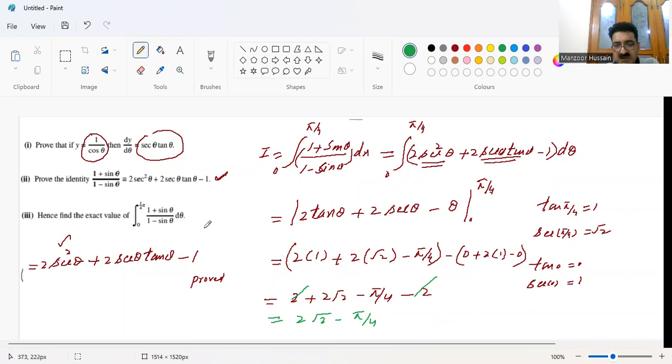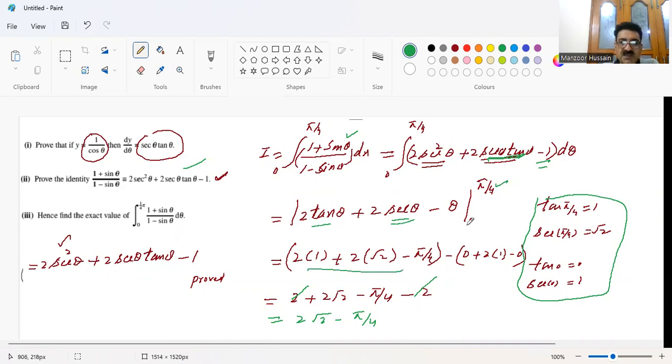Once again, I'm repeating all the steps. First of all, we have to use the second part to do this, and the integration of this is tangent. Integration of this is secant theta, integration of this is theta. Then you must know the values of these trigonometric functions. And if you know the values of these three trigonometric functions, then you can evaluate the upper limit here and write all the values. Then the lower limit put over here to get all these values. Then simplify and get your final answer.